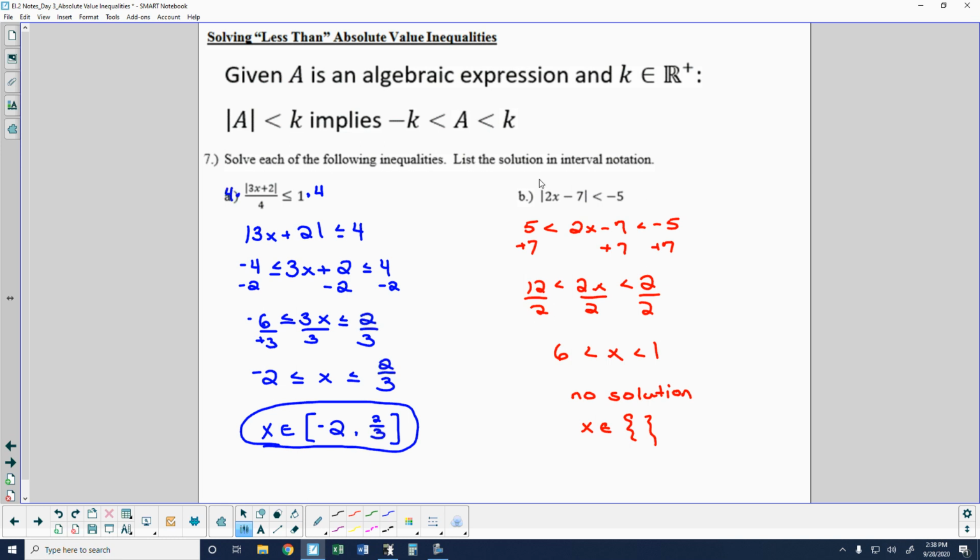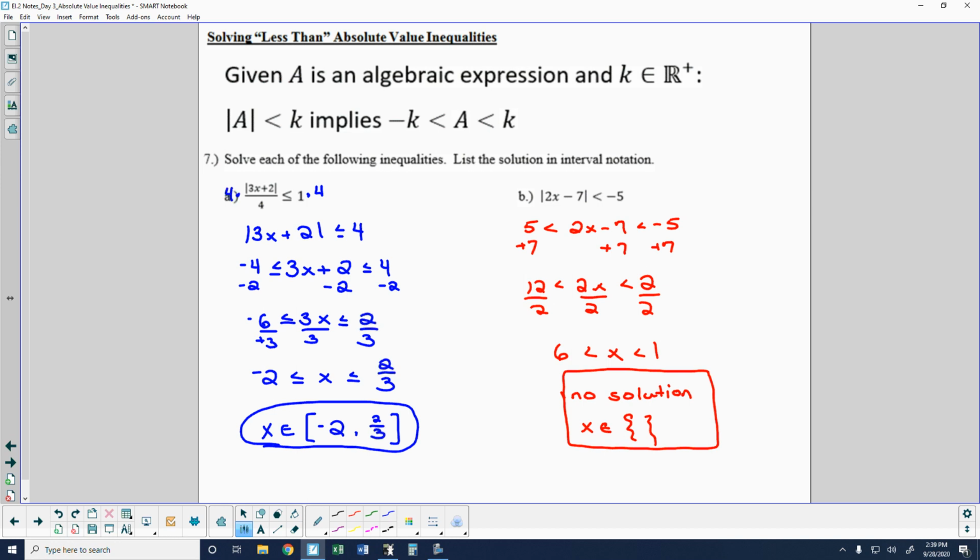What we can see here is that this absolute value was less than a negative number. Go back up to our rule here. Absolute values that are less than only work when k, the constant on the right, is a positive number, like we saw with absolute value equations. If we have an inequality with an absolute value that is less than a negative number, that can't happen, so that answer is always going to be no solution. You could have done this without any work, or you could have worked through the problem and realized that I'm looking for an answer that's greater than 6 but less than 1, and there's no number that exists, and so I come up with no solution.